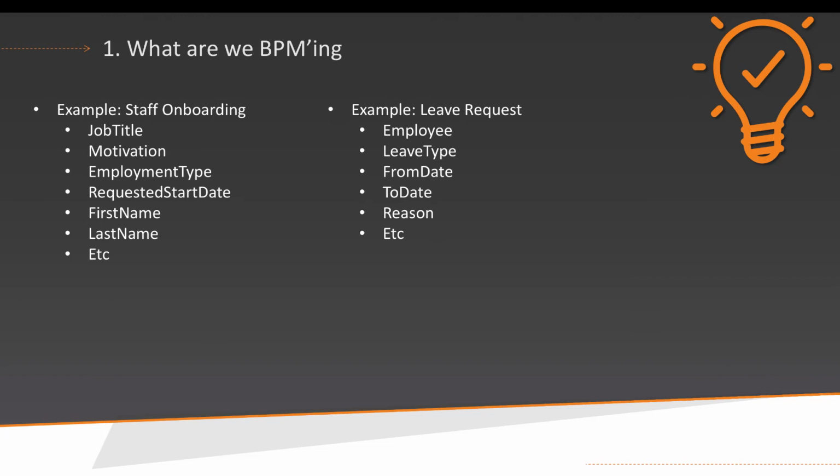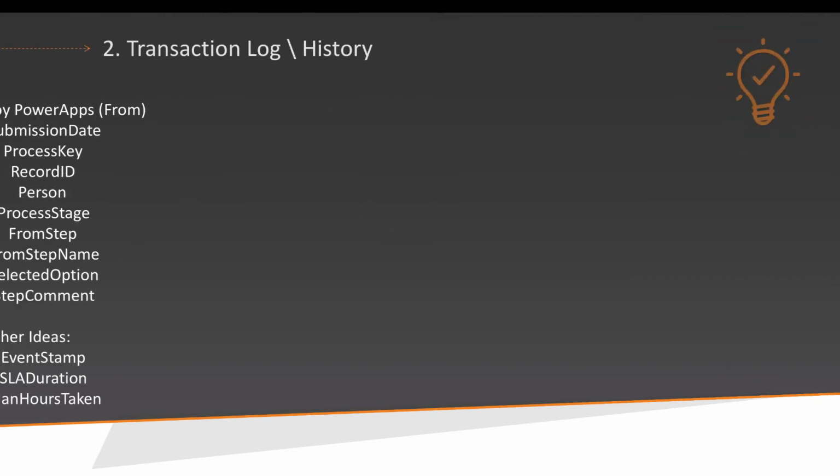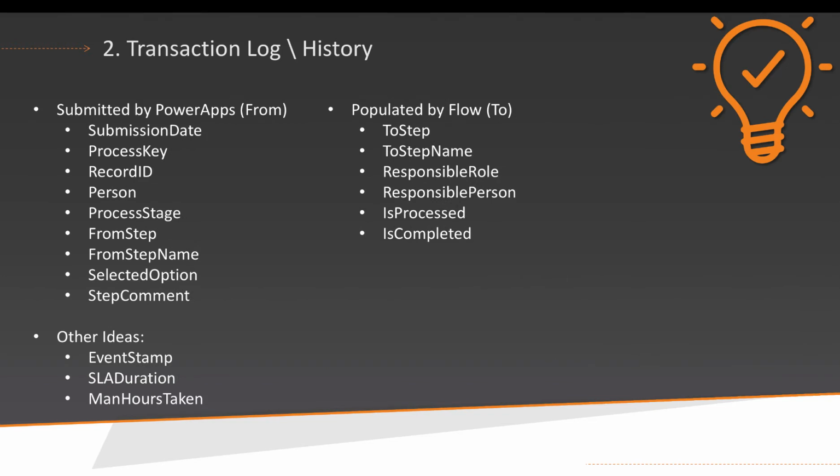So the second table or data source we're going to look at is the transaction log or the history, and you will typically have information split into two. The first set of information is submitted by PowerApps. As soon as the user selects an option in the workflow step and hits submit, we'll capture things like the submission date, what process we're referring to, what the data record ID is that is being submitted, the person, the process stage, the process step name, the selected option, and then any comments that the user might have had during that time.